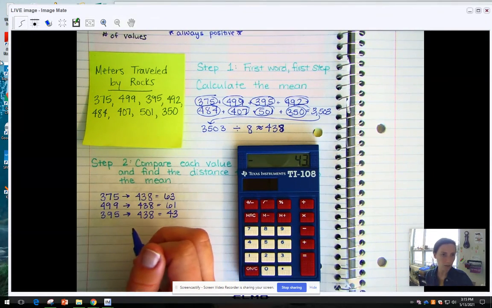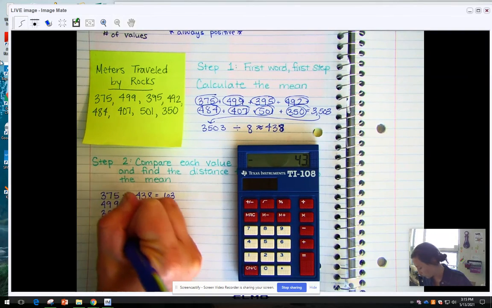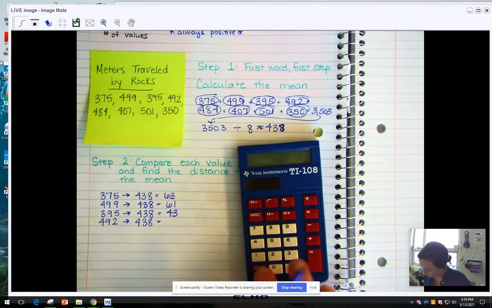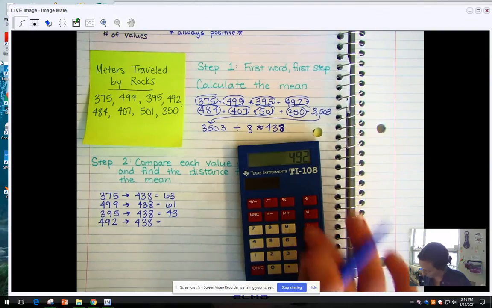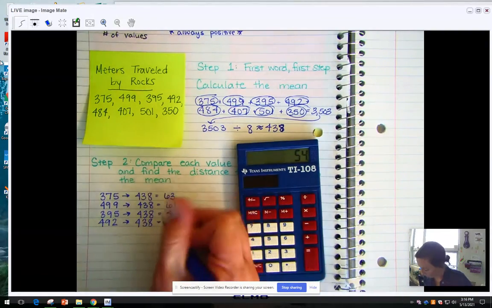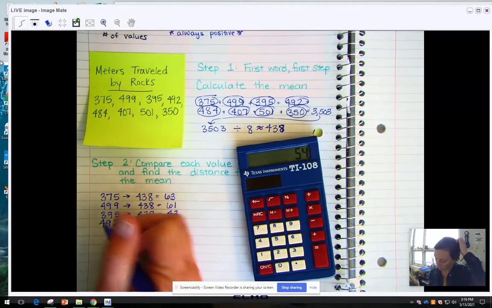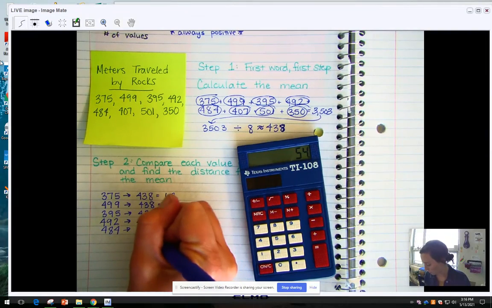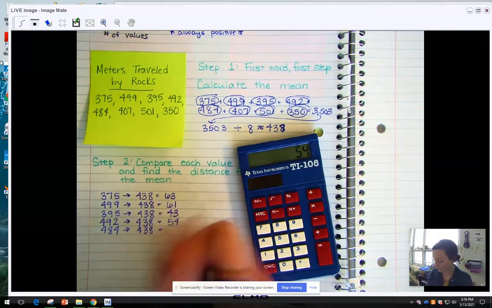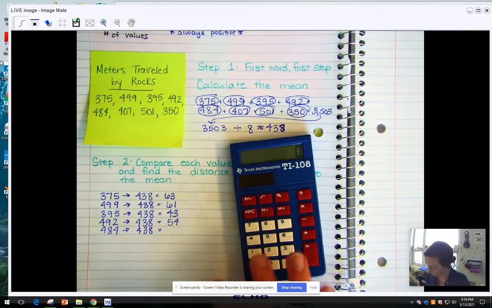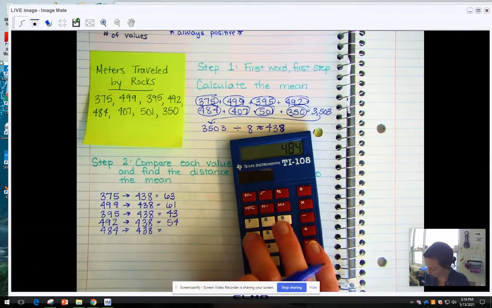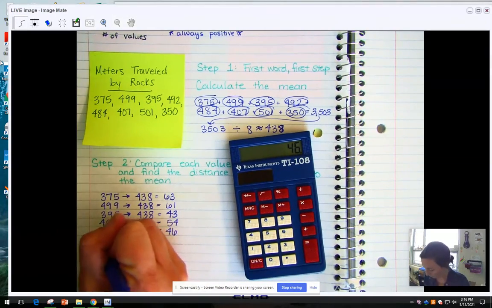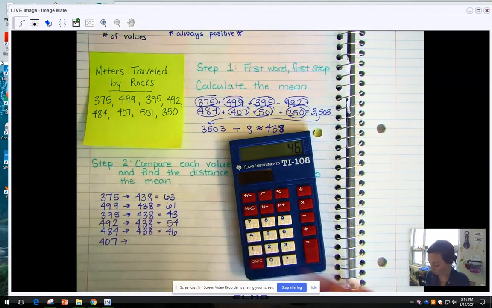Where did I get? Oh, 395, 492. And if this seems repetitive, it kind of is. When we're doing this, what we're figuring out is how different each number is. How much does it stray from the mean? If we have a big absolute value, the bigger the differences are, the more different the data is from each other. If we had a data set where it was all exactly the same, the deviation would be 0 because nothing's different.